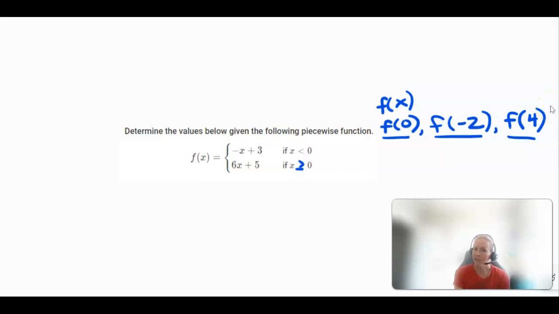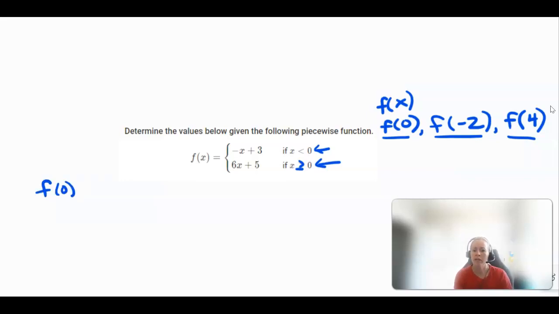So this one's a little different though, because we need to figure out which are we going to plug it into, the negative x plus 3 or the 6x plus 5. And it all has to do with these right here. X is less than 0 and x is greater than or equal to 0. So we're going to substitute them in wherever these numbers fit. So let's start with f of 0.